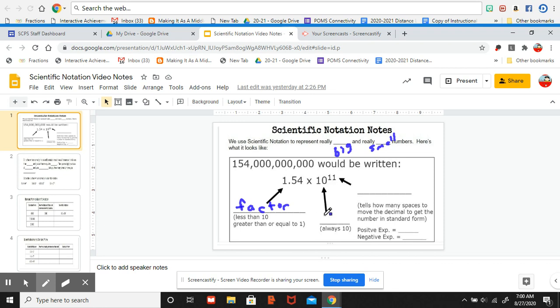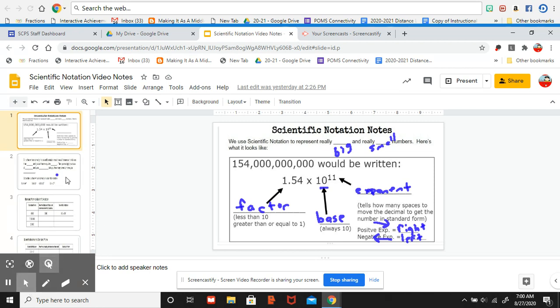The second factor, the base, is always going to be 10, and your exponent is going to tell you how many spaces to move your decimal. If it's a positive exponent, like this 11, we're going to move our decimal to the right because it's a really big number. And if it's a negative exponent, we're going to move our decimal the other direction, to the left, to show that it's a really small number.